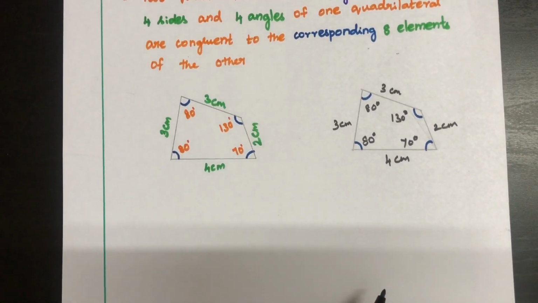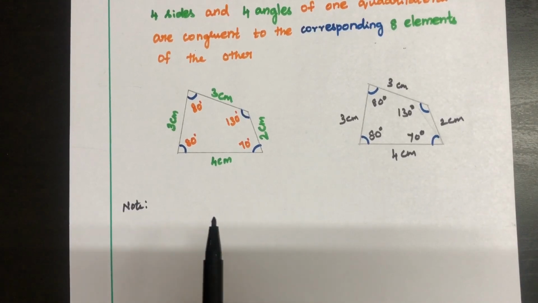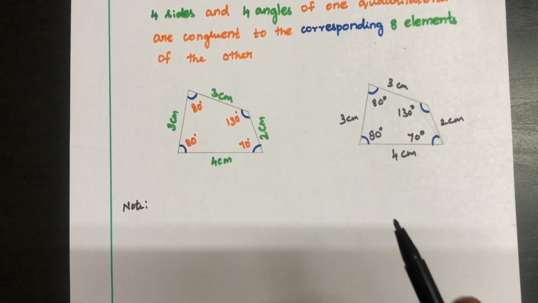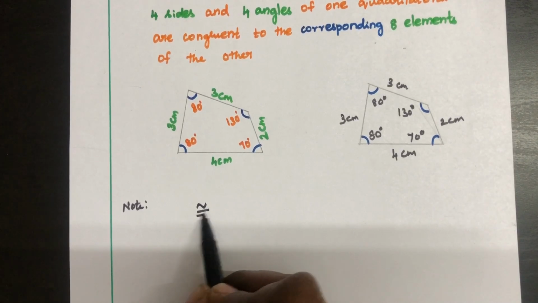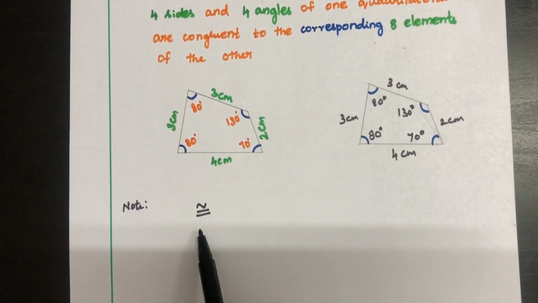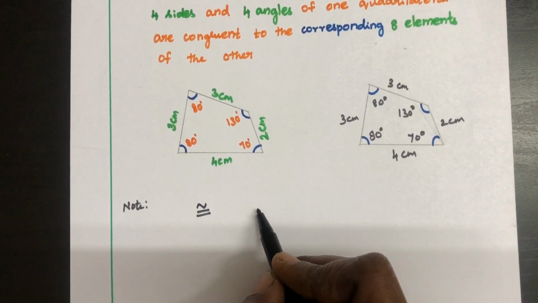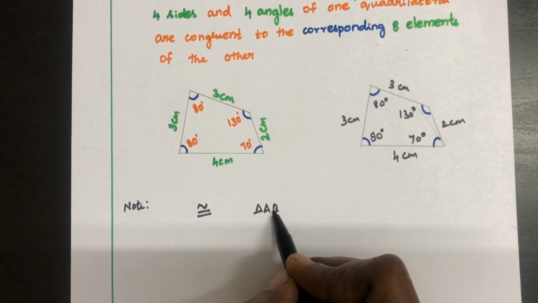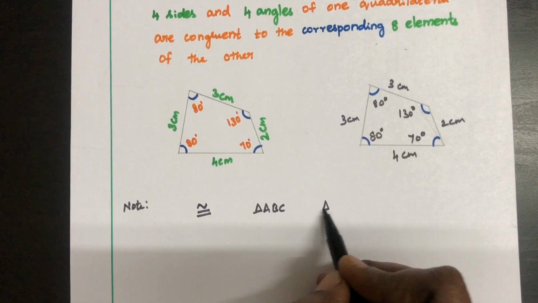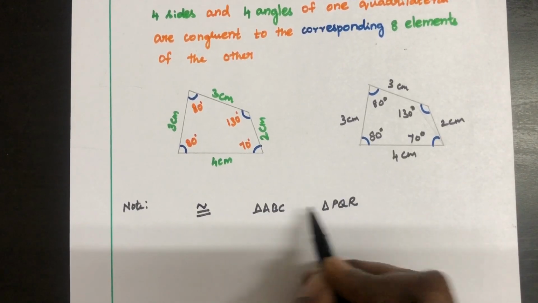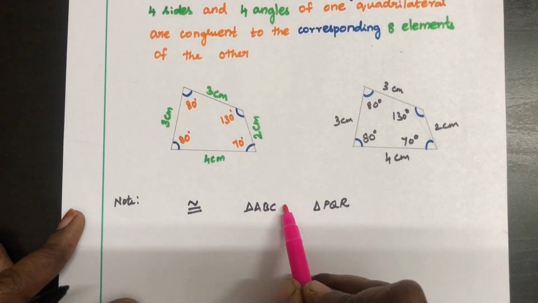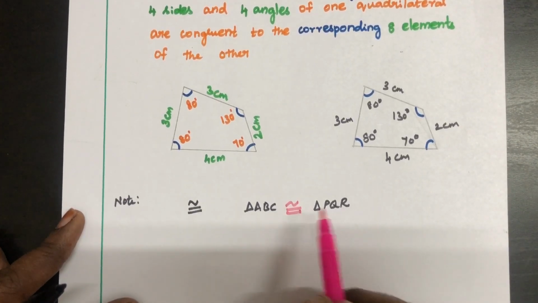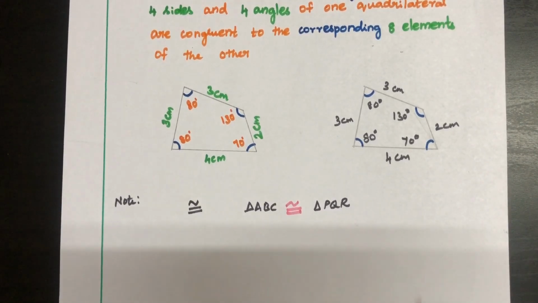Also, main note, if an object or a figure is congruent to another figure, it is denoted by this symbol. This is called congruent. For example, if a triangle ABC is congruent to triangle PQR, how to denote this? Both are congruent. This is the symbol. Congruent to one another.